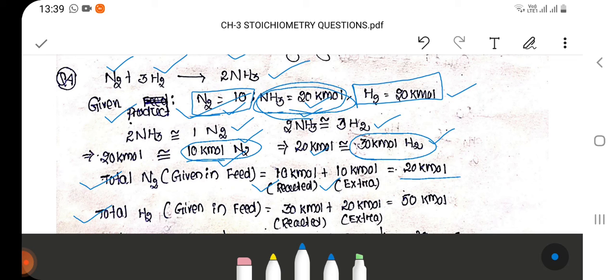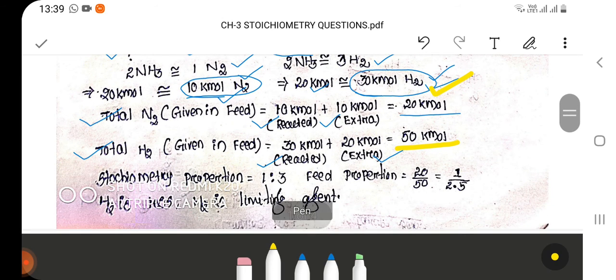Similarly, total hydrogen in the feed is equal to reacted hydrogen plus unreacted or extra hydrogen present in the product. Reacted hydrogen is 30 and unreacted hydrogen is 20. So in total we got 50 kilomole.